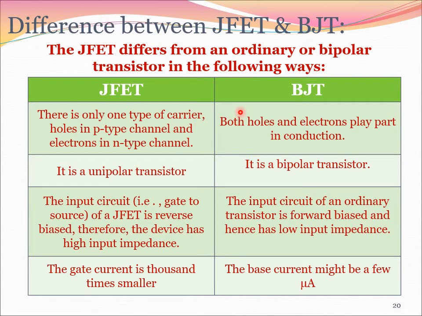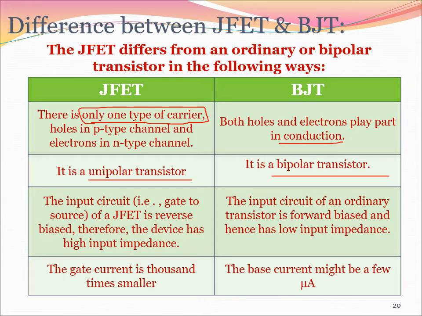So here is a table that shows the comparison of JFET and BJT. As we already discussed, in JFET we have only one type of charge carrier, either electrons in the case of N channel, or holes in the case of P channel. While in BJT both types of charge carriers contribute to the conduction of current. JFET is a unipolar device.